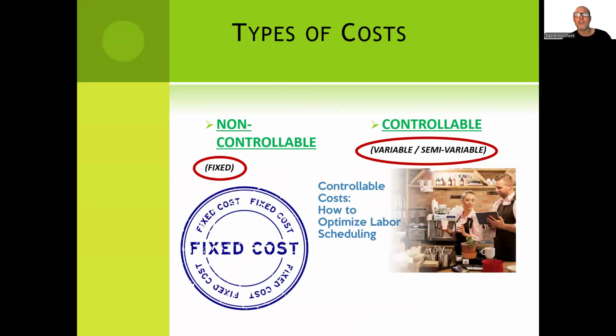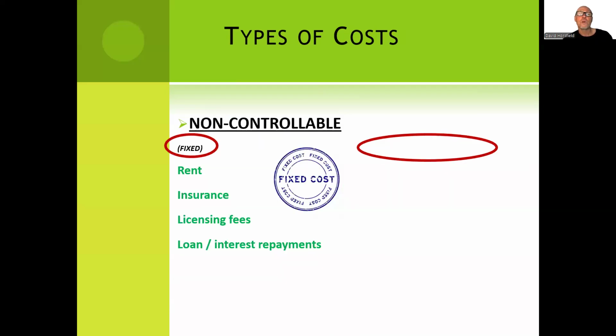So types of costs: we've got non-controllable fixed costs, and we've got controllable variable or semi-variable costs. And the point of this is these costs are really important, because we're going to take all these costs away from our gross profit. So we're understanding costs. Non-controllable fixed costs include rent or insurance; your insurance costs in a business stay the same. Licensing fees stay the same. Loan or interest payments also stay the same. Granted, if the bank changes their percentage, then that dollar value might change, but the fact that we still have to pay that loan doesn't change.